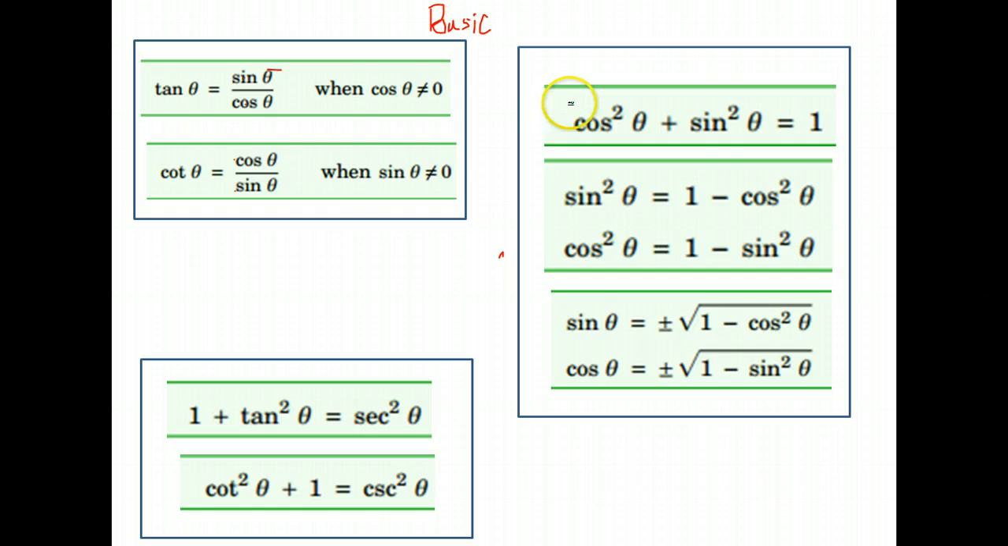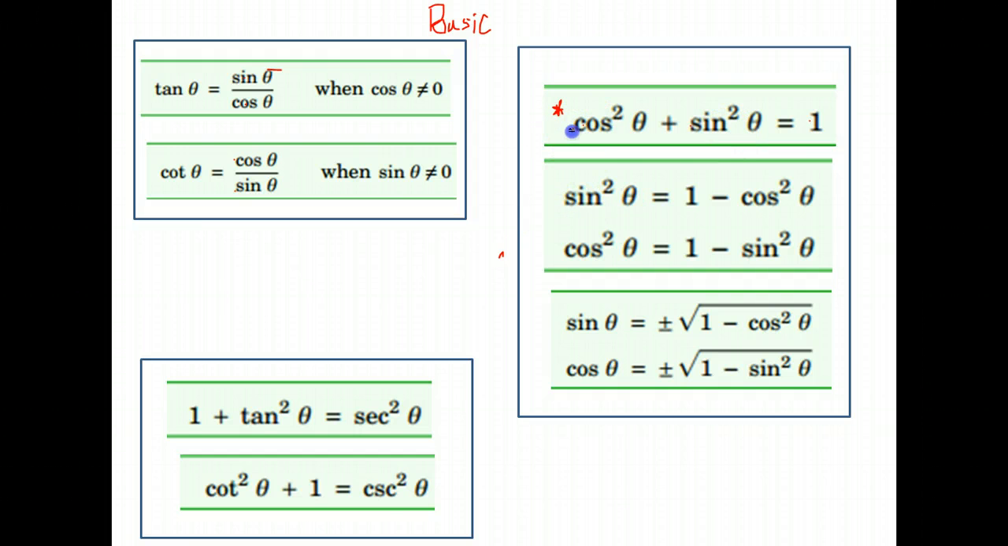This is another one that is used a great deal, this set here. Cosine squared plus sine squared equals 1. That comes from the fact that when we work on a unit circle, remember, our cosine is our x value, our sine is our y value, and the equation of a circle is x squared plus y squared equals your radius squared, because we're centered at 0, 0. So that's where that comes from, but you don't need to know that. You just need to know this identity.